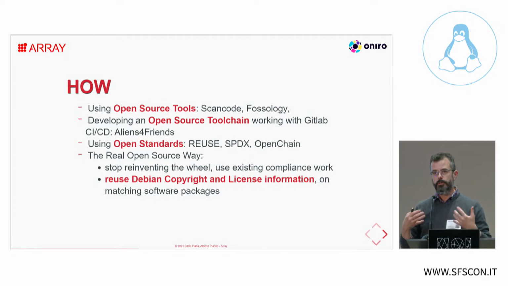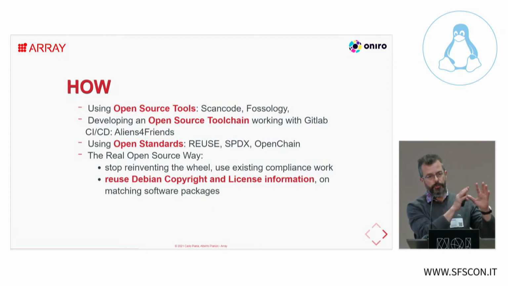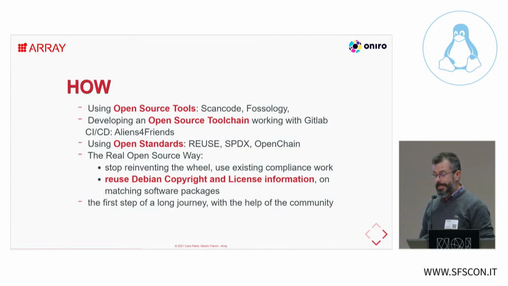So we are not reinventing the wheel over and over. We are trying to always reuse things that we can find upstream. Including this is one of the basic decisions we have made: to reuse, for instance, Debian copyright and licensing information for finding what license is applicable to the project, which is the first bit of compliance, of course. So it's a very first step. We are at the beginning.